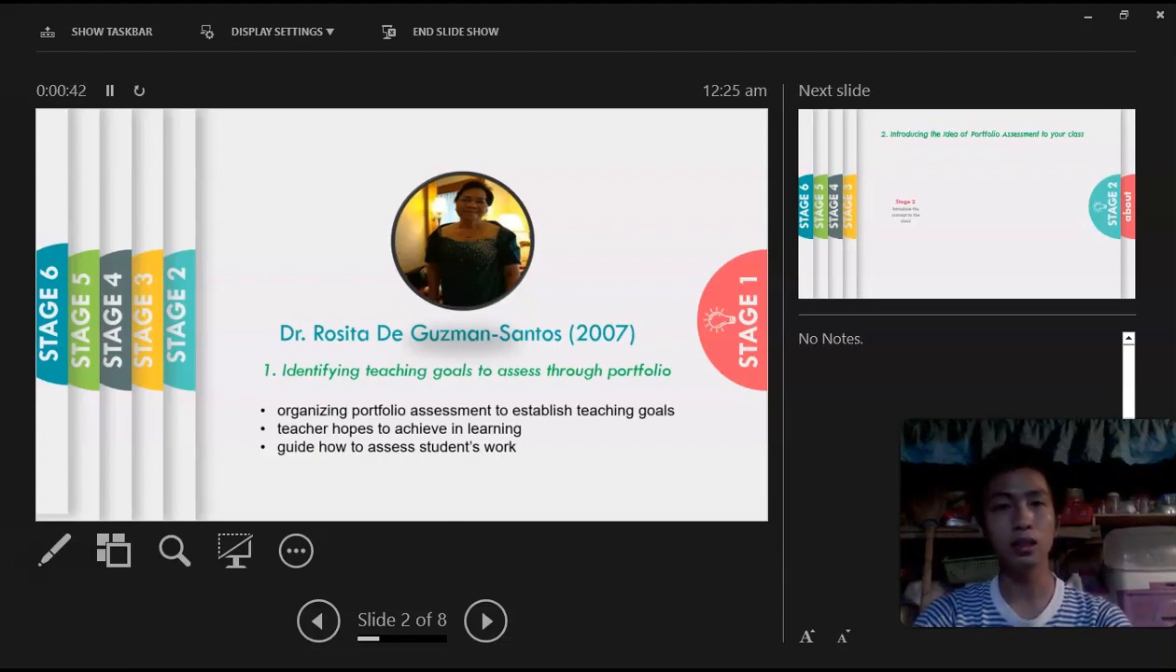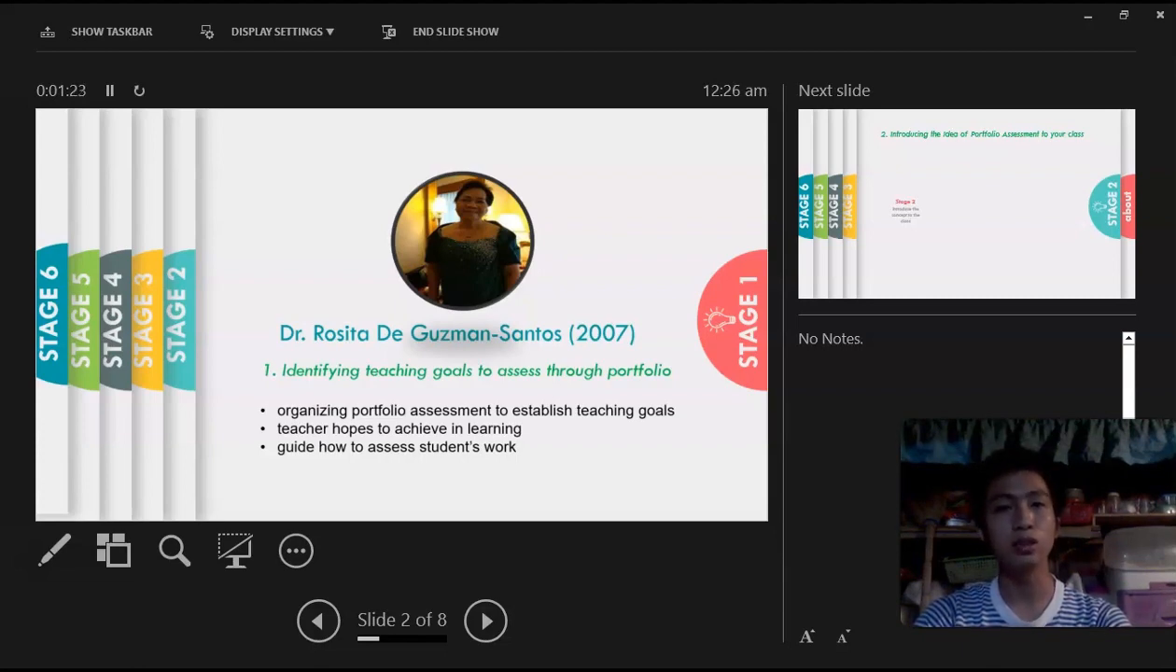It is very important at this stage to be very clear of what the teacher hopes to achieve in teaching. Organizing portfolio assessment to establish teaching goals. So of course, the teacher needs to organize portfolio assessment in order to establish a good set of teaching goals. Teacher hopes to achieve in learning. So this set of goals will serve as your guide on how you may assess your students' work. Kinakailangan bilang isang guro na tukuyin mo ang mga layunin sa pagtuturo kasama ng iyong mga mag-aaral.